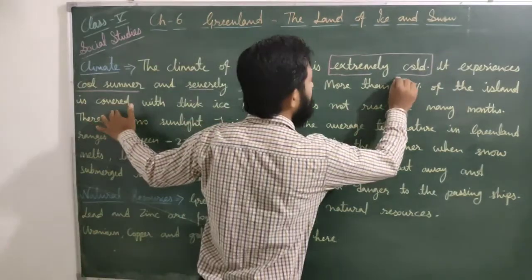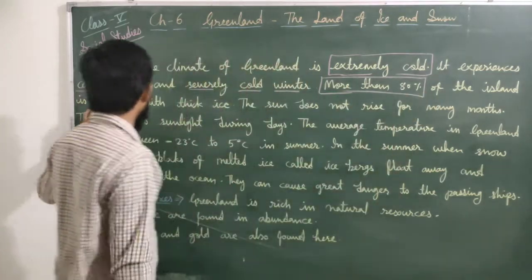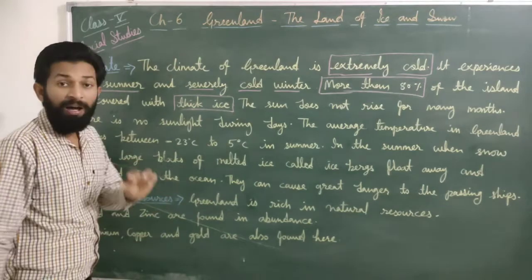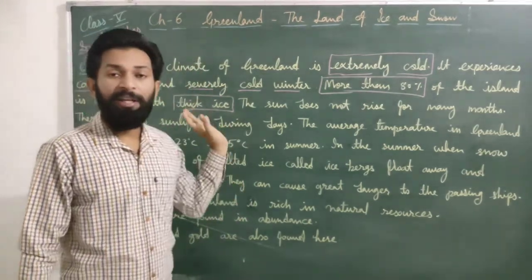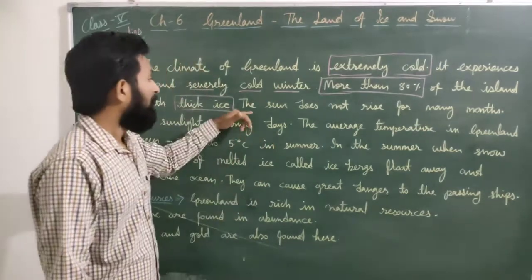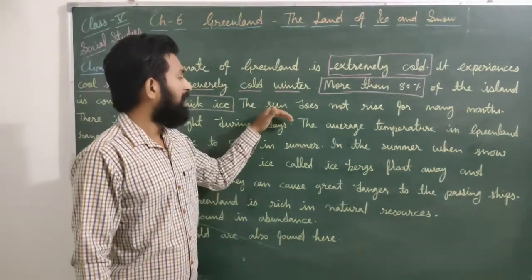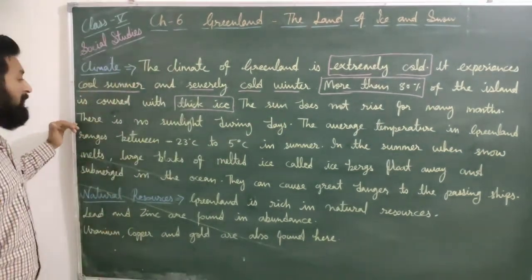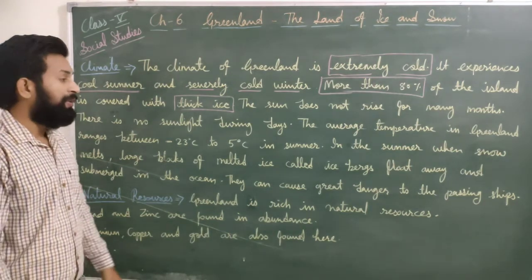How much of the place? More than 80% of the island is covered with thick ice. Thick ice means the ice is covering to a great depth. Maybe it's nearby 1 feet also. The sun does not rise for many months. They don't watch the sunrise. They don't get sun rays for many months. There is no sunlight during days. They are not getting sunlight during the daytime.